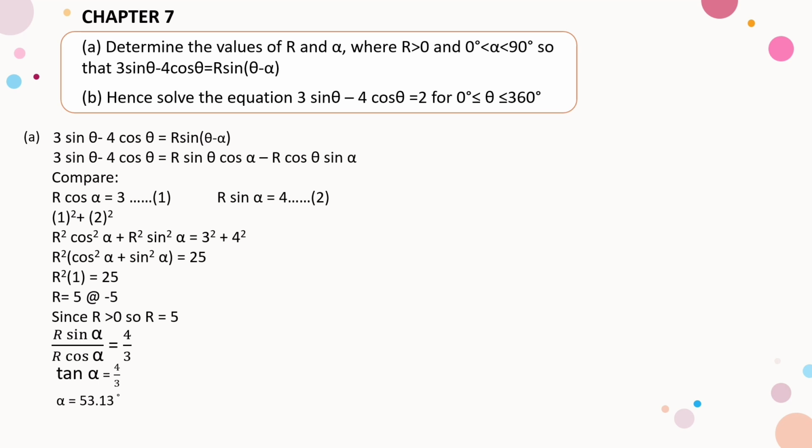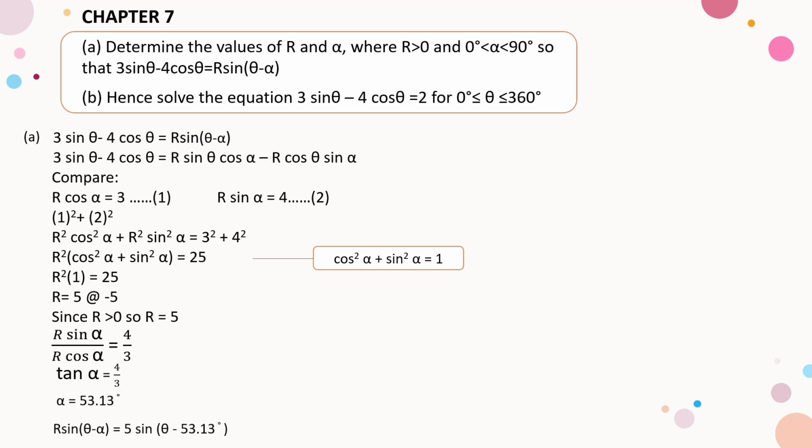So we factorize it and we can find that cos squared alpha plus sin squared alpha is equal to 1, so that R is equal to 5 or negative 5. Since R is bigger than 0, R is equal to 5. And then we have to find the angle of alpha. R sin alpha over R cos alpha is equal to 4 over 3. So alpha is equal to 53.13 degrees.